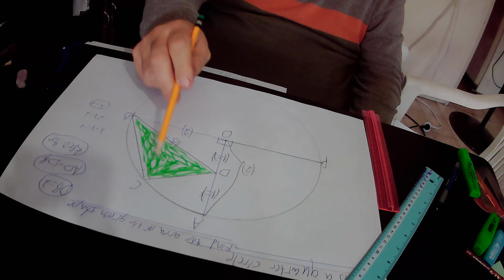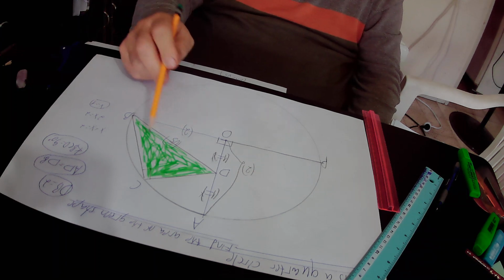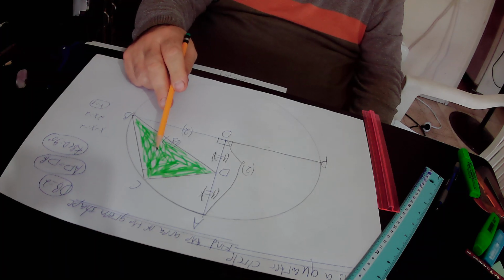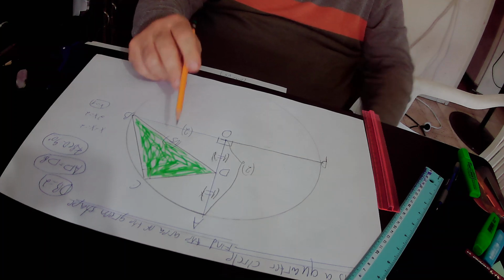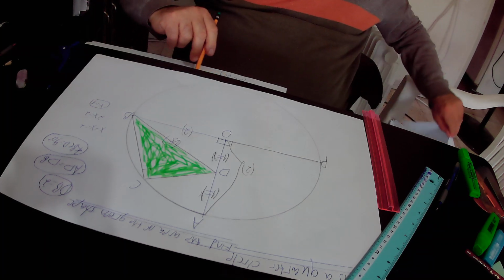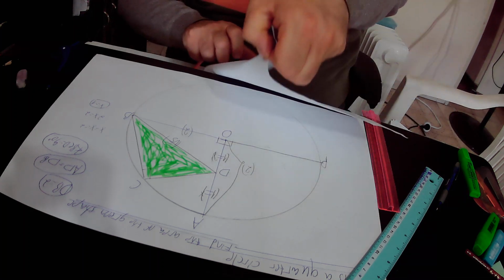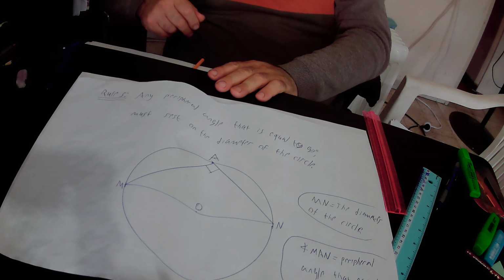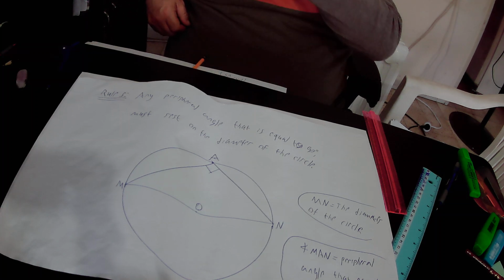And this peripheral angle equals 90 degrees because angle BCD equals 90 degrees. According to rule 5, any peripheral angle that is equal to 90 degrees in its size must be subtended on the diameter of the circle. I repeat again, rule 5: any peripheral angle that is subtended on the diameter of the circle must be equal to 90 degrees in its size.